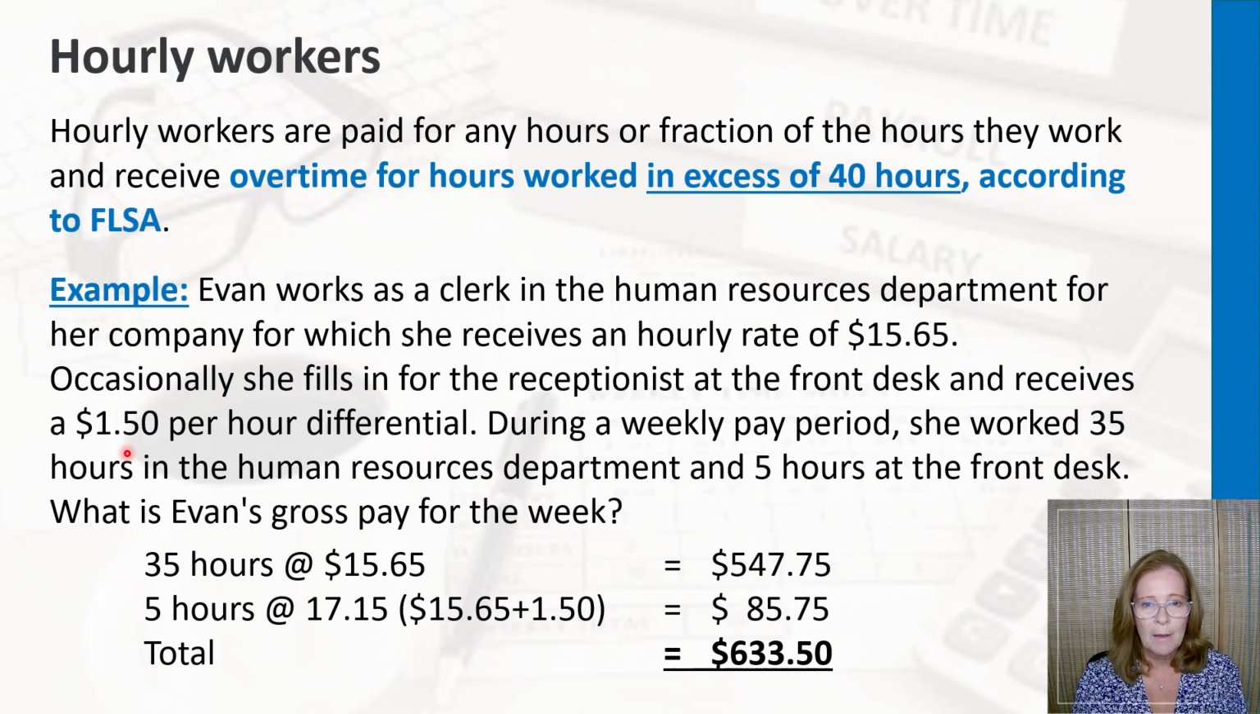So this week, Evan worked 35 hours in the Human Resource Department, and 5 hours as a receptionist at the front desk. What is Evan's gross pay for the week? We will multiply 35 hours by $15.65 for $547.75, and we multiply the 5 hours by $17.15 because she gets $1.50 more per hour as a receptionist for $85.75. The total gross pay is $633.50.